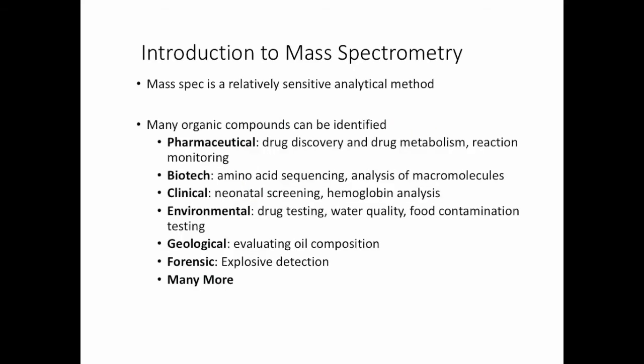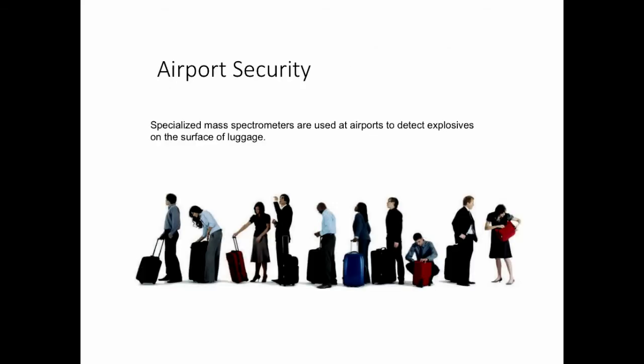Mass spec is a relatively sensitive analytical method, and it's used in a variety of contexts. It's used in drug discovery, it's used in biotech to do analysis of macromolecules, it's used in the clinical setting, it's used in the environmental setting to do drug testing and to evaluate water quality. It can be used in forensics for explosive detection and in geological fields, for example, to evaluate oil composition. In airport security, specialized mass specs are used to detect explosives on the surface of luggage.